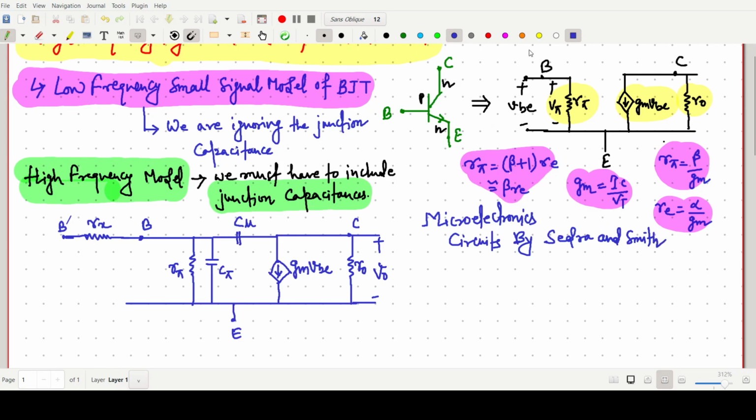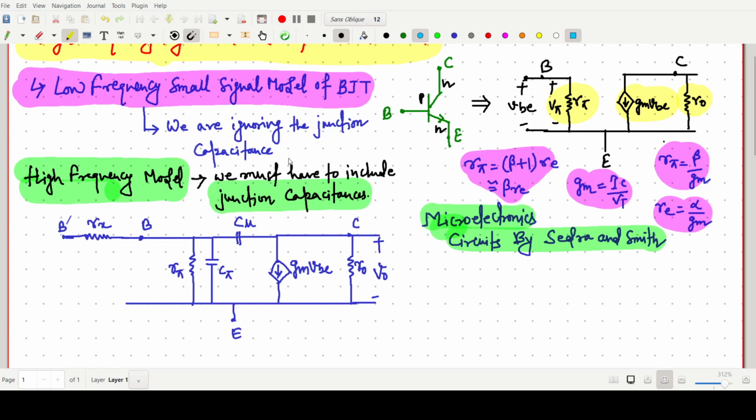Okay, so it is very important to know the book name also. So this one is the book. I am highlighting this book also. For more detail you can go for this book after reading this concept. So this one is the thing.